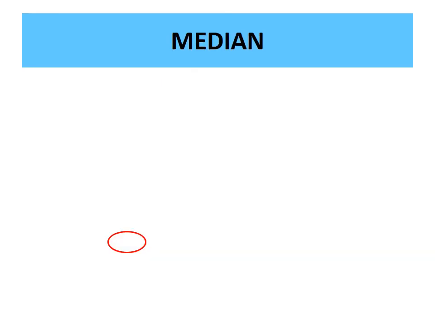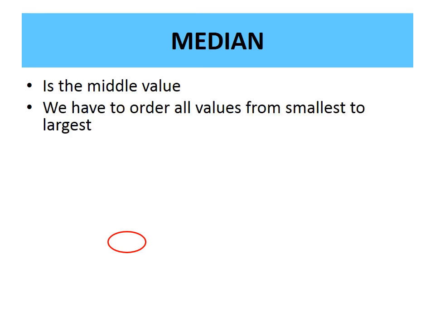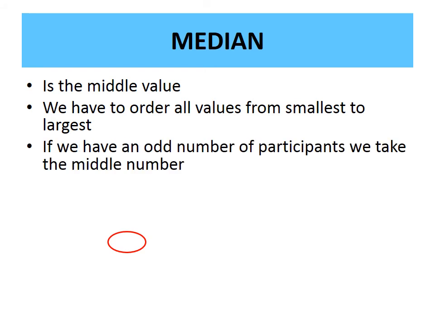So let's understand a bit more about the median. Now the median is the middle value in a data set. In order to work out the median, we have to order all the values from the data set from smallest to largest. If we have an odd number of participants, it's really easy. We just take the middle number once we've ordered it, and that is our median.